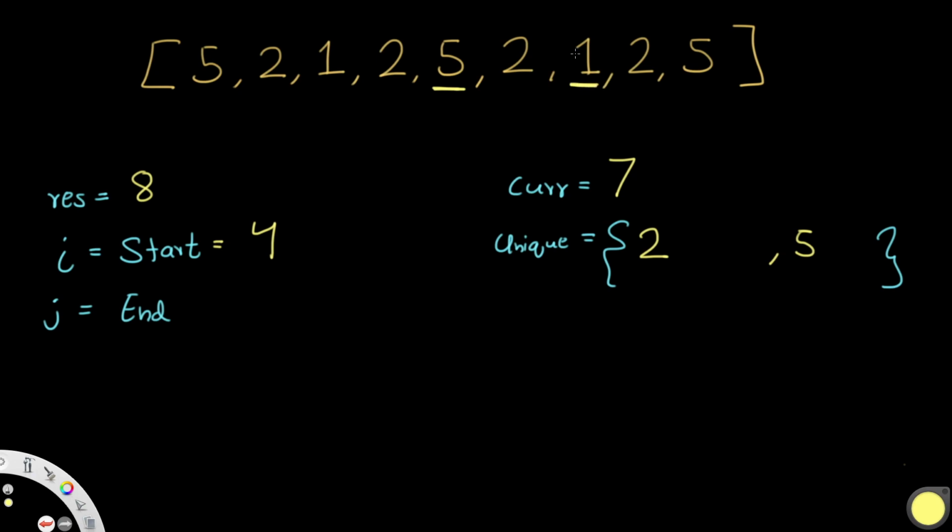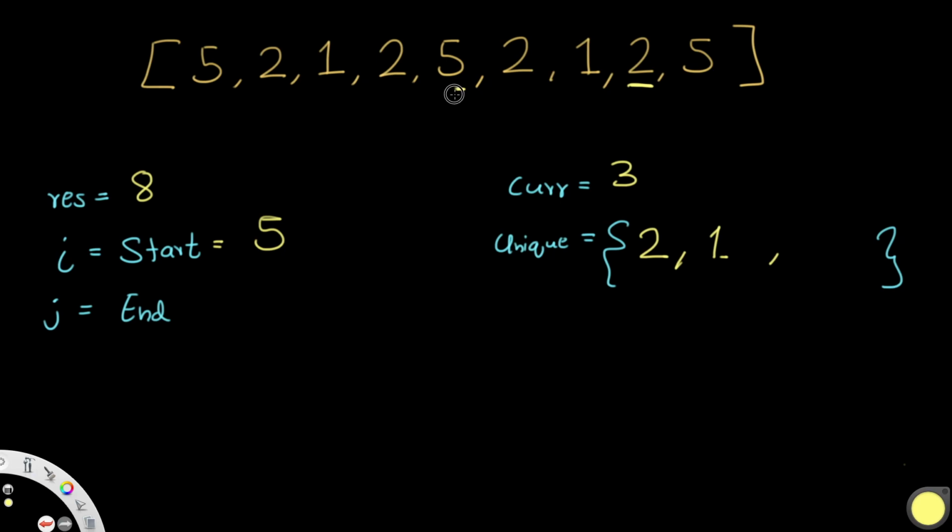Now we have 5, 2, 1, so that's a value of 8, which is 7 plus 1. Same thing: we need to add the 1 to unique, and that's about it. Then we do the same steps again. We come across another 2, so we need to account for the extra 2. We do 8 minus 5, giving us a value of 3. We remove the 5 and increment I by 1.